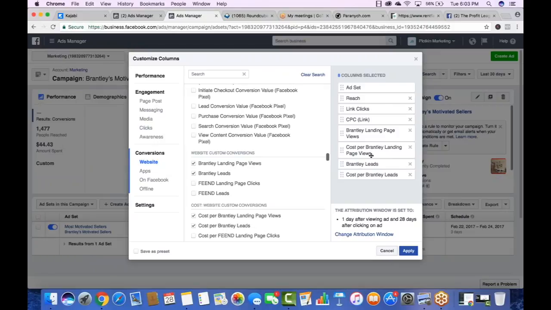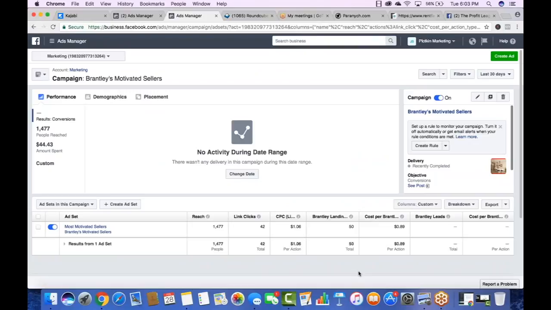Does that make sense to you so far, Josh? Sure. Okay, so when I click apply, you're going to see how different this looks now. So from here, we're seeing that, yes, we did reach 1,477 people. And of those people, we had 42 people who actually clicked on your ad, which means that your cost for every click is $1.06. That's incredible. That's really, really good.